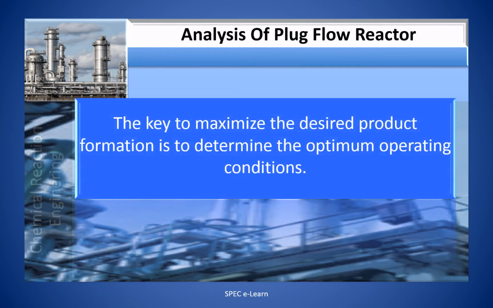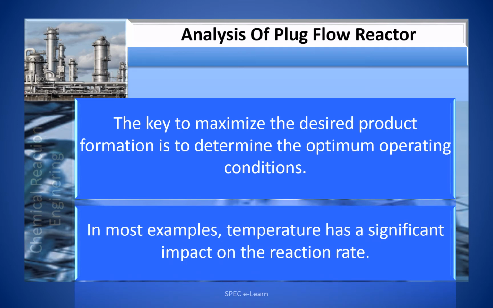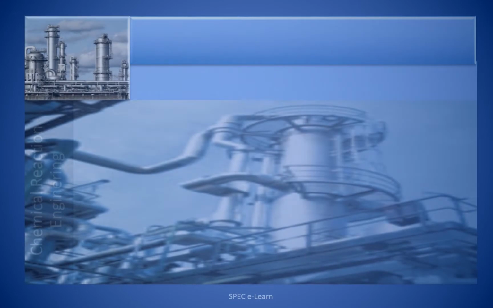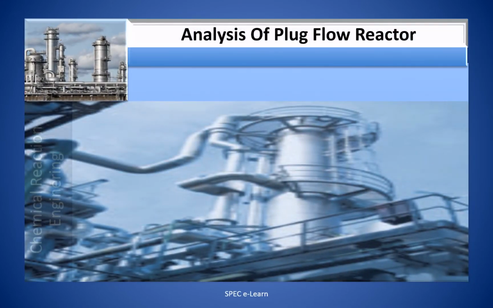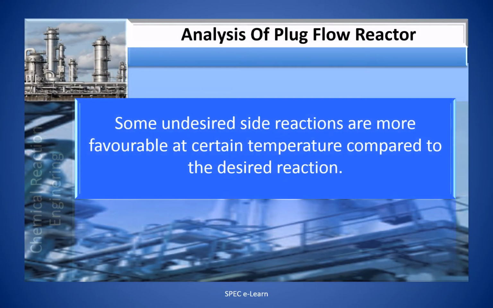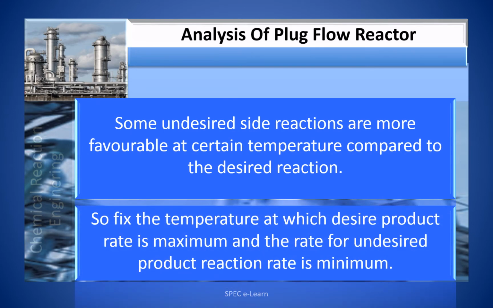The key to maximizing the desired product formation is to determine the optimum operating conditions. In most examples, temperature has a significant impact on the reaction rate. Some undesired side reactions are more favorable at certain temperatures compared to the desired reaction. So fix a temperature at which the desired product rate is maximum and the undesired reaction rate is minimum.